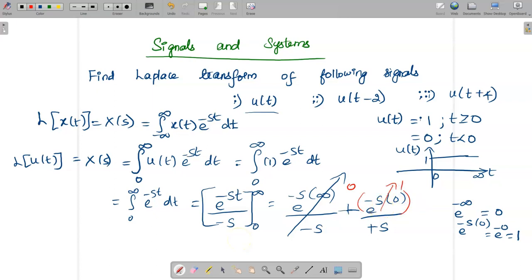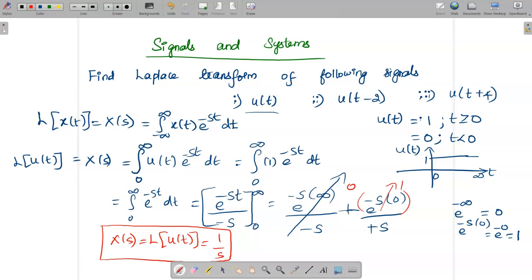So I can write the left hand side, that is x of s, which is nothing but the Laplace transform of u of t, as first term becomes 0, second term numerator I have 1, denominator I have s. So the Laplace transform of unit step signal u of t is nothing but 1 by s. Okay, so this is the important formula which can be used in inverse Laplace transformation. So you have to remember the formula. The Laplace transform of u of t is nothing but 1 by s.